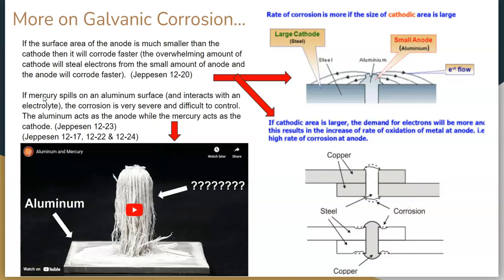Another thing worthy of mention as well is that if mercury spills on an aluminum surface and interacts with an electrolyte, what happens is that corrosion is very severe and difficult to control. The reason why is because this is another form of galvanic corrosion. You have aluminum, which is acting as the anode, while the mercury is acting as the cathode and taking away electrons from the aluminum. To show you a video of what that looks like, I have it set up over here, and I think you'd be very interested to see it.